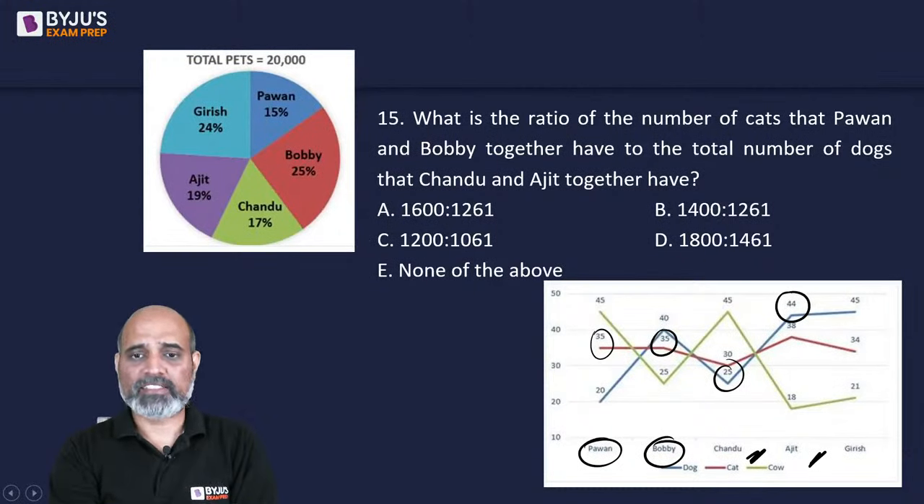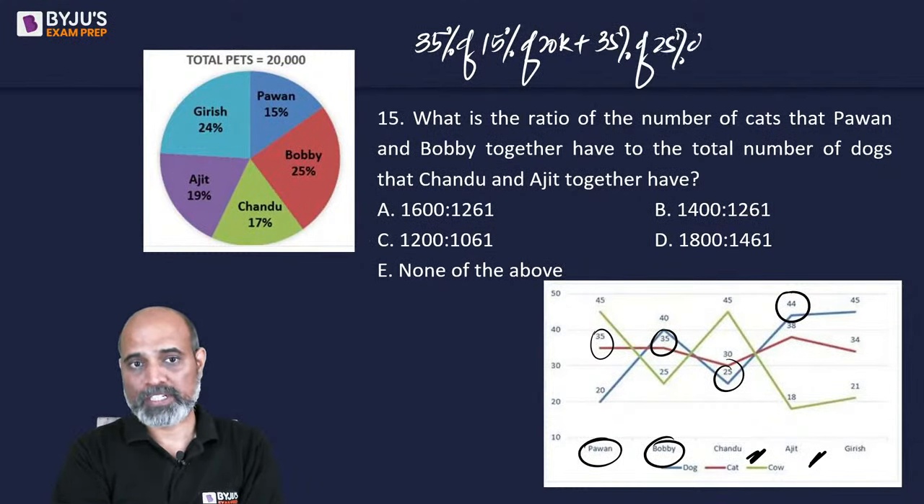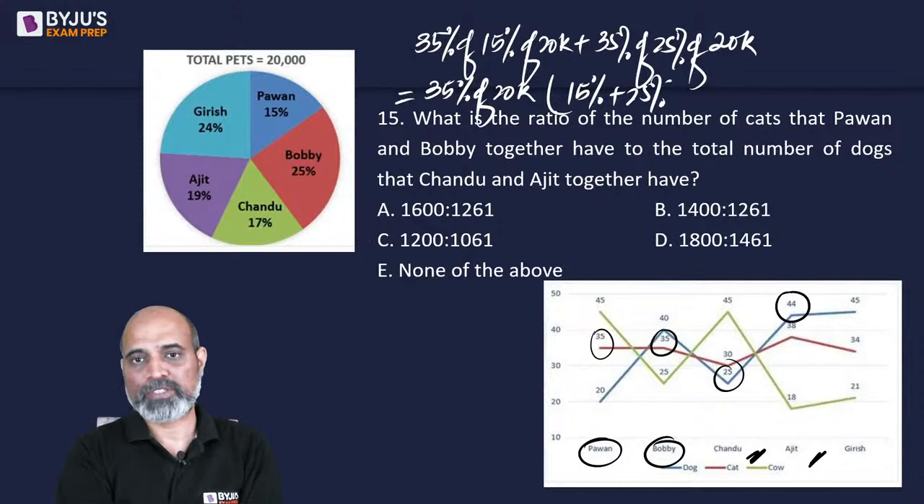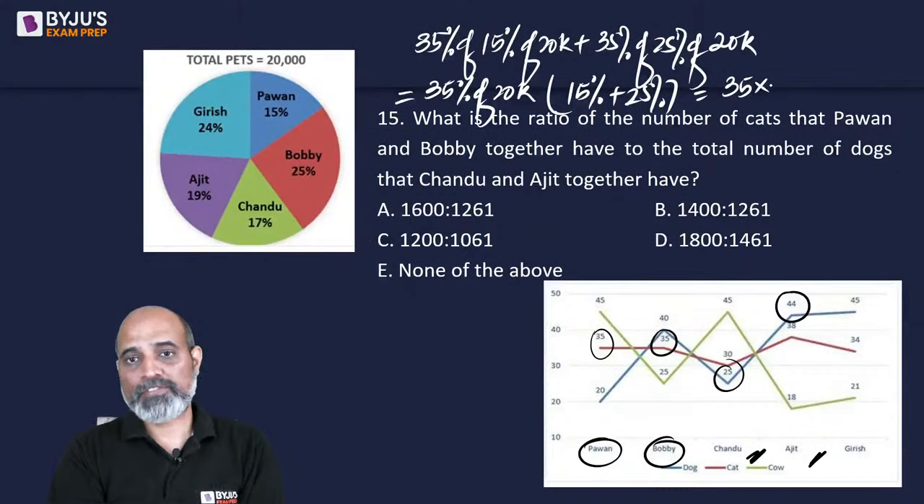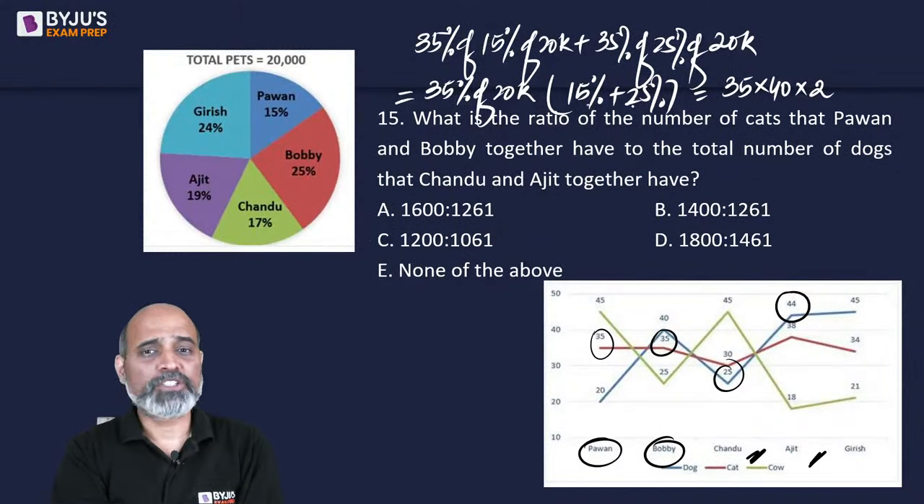So let's look at cats, which is going to be 35% of Pawan's 15% of 20,000, and that of Bobby is going to be again 35% of 25% of 20,000. इसमें से आप actually 35% of 20,000 common निकाल लो. You are left with 15% plus 25%, which becomes 40%. So our calculation becomes 35 into 40 into 2. 20,000 का 2 क्यों? Remember, the 2% will take out 4 zeros from 20,000.